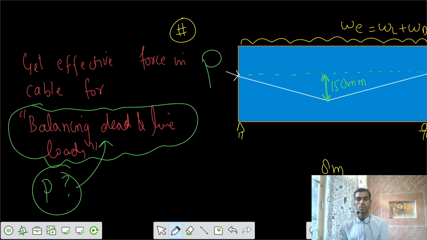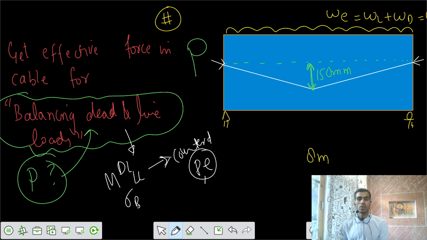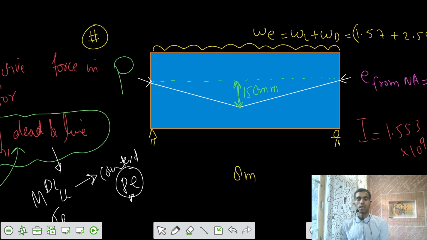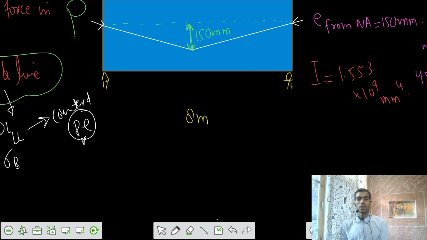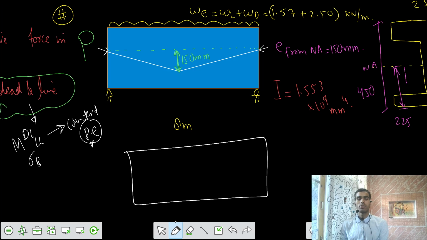That means the moments contributed by the dead loads and live loads, the bending stresses they create, should be counteracted by the force P and its eccentricity E at that location. So by that load balancing concept, I can make it a straight line.